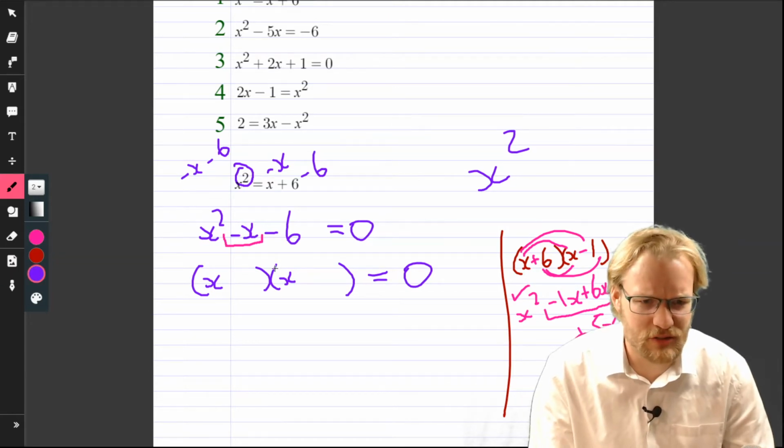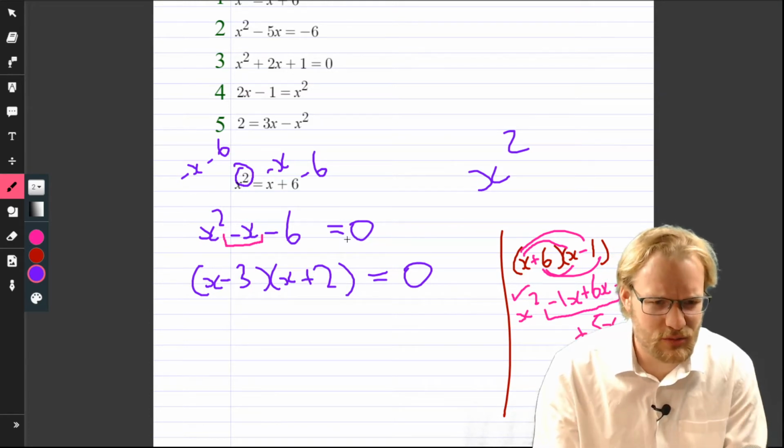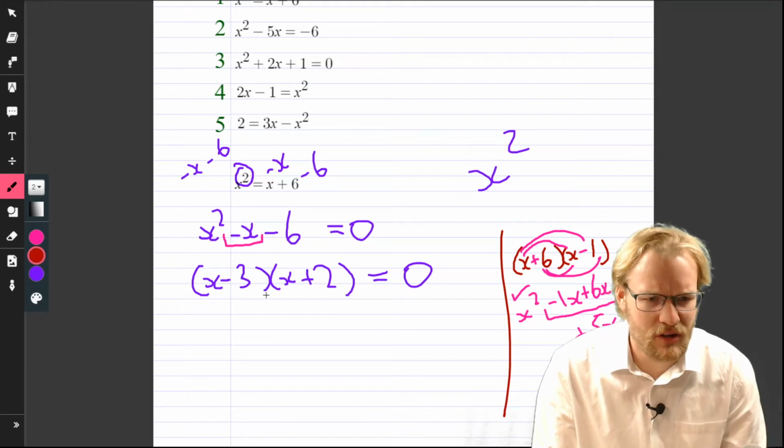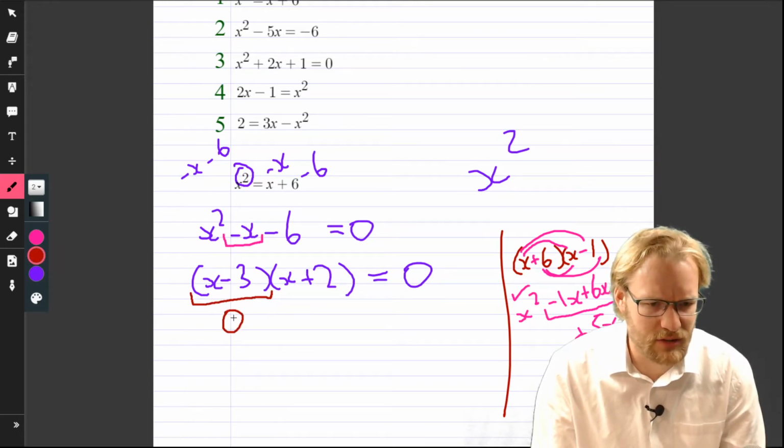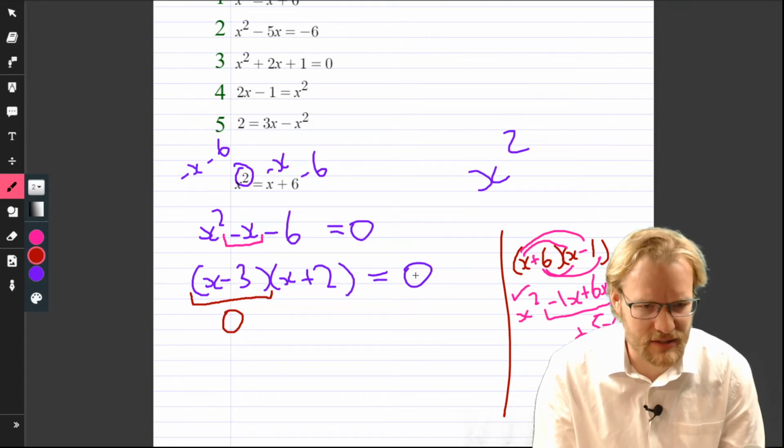But if we factorize and went, okay, what about 3 and 2? 3 times 2 gives us 6. One's going to have to be positive, one negative. Which way around? Well, we want a negative 3x plus 2x to give us our negative x. Once we've factorized it, we know that either this bracket should be 0, because then 0 times anything is 0, or this bracket here should be 0.